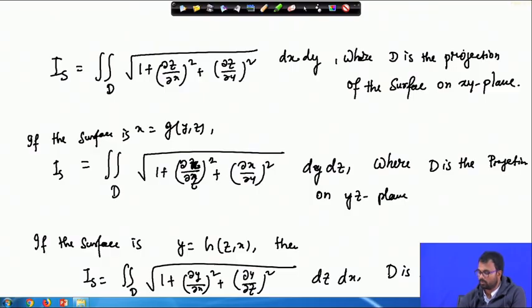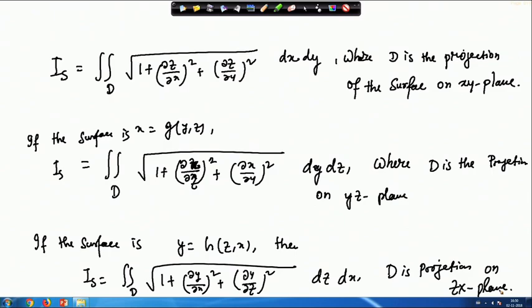where D is the projection on the zx plane. So here it also depends on in what form you are given the equation. If the given formula is z equals f(x,y), then we obtain and use the first formula. If we are given the equation of the surface as x equals g(y,z), then we use the second formula, and if it is given as y equals h(z,x), then we use the third formula. So it also depends on which form you are given the surface, and based on that we can use one of these formulas. I think it was a little bit abstract, so let's start with the first example.